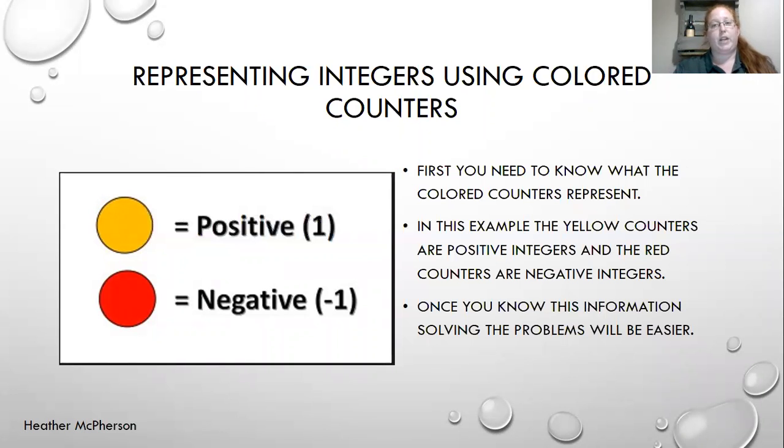First, when representing integers using colored counters, you need to know what the colored counters actually represent. In my examples, the yellow counters are going to be positive integers like 1, 2, 3, 4, 5, and the red counters are negative integers, -1, -2, -3, -4, -5. Once you know this information, knowing what the counters actually stand for becomes easier in the problems.